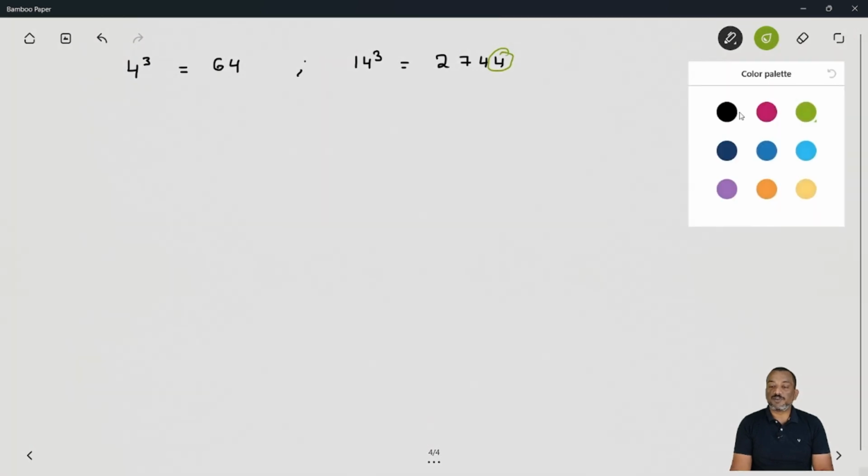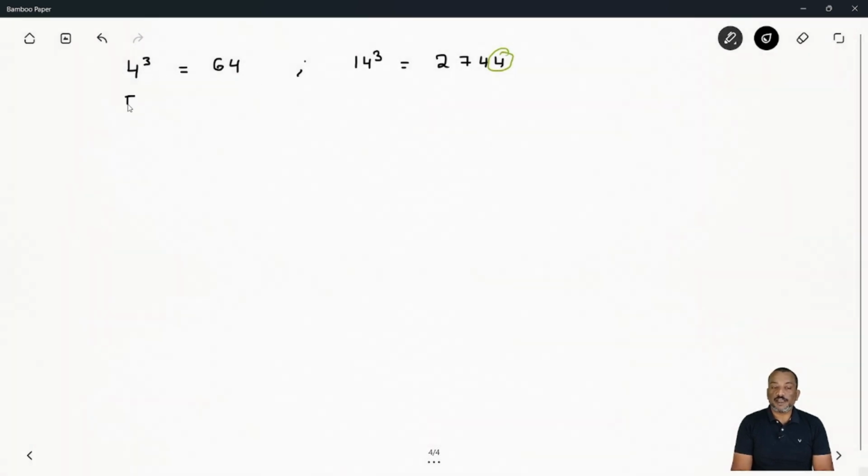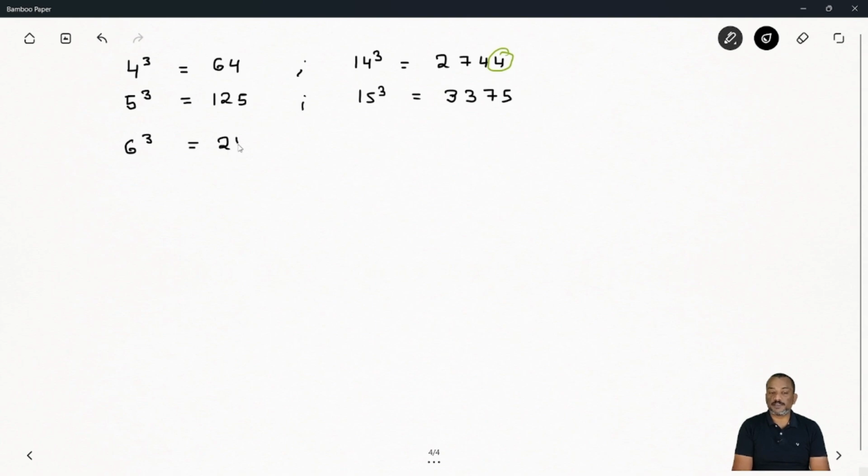Okay, now same you can go with the 5. So any number its ones place is 5, their perfect cube's ones place is also 5. Okay, like 15 cube, you can see how much you are getting. 3,375. Okay, got it. Now same you can apply for 6 cube. 6 cube you will get 216, and so there 16 cube. 16 cube you will get 4096.